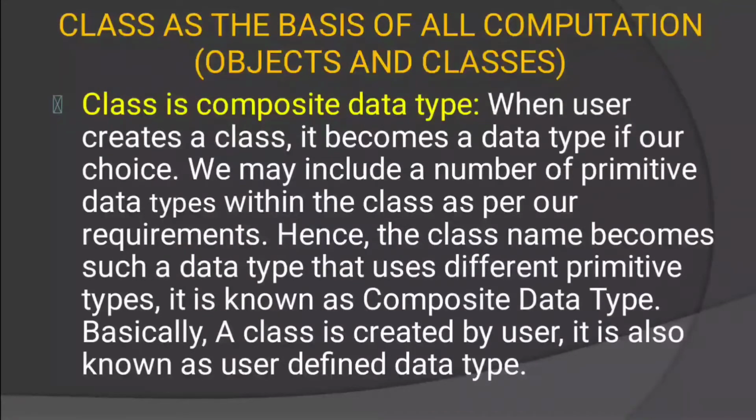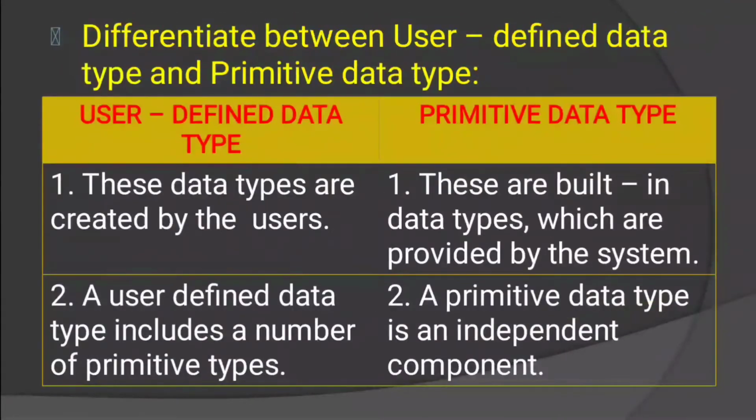Basically, a class is created by the user. It is also known as a user defined data type. See, if a question like this comes, then first you describe what a composite data type is, then you interlink the composite data type with the class data type. After that, you have to write a conclusion statement like this. A composite data type is a data type which depends on primitive data types. A class also depends on primitive data types. So class is a composite data type. Understood? Like that you can write. Okay, then next we will proceed.